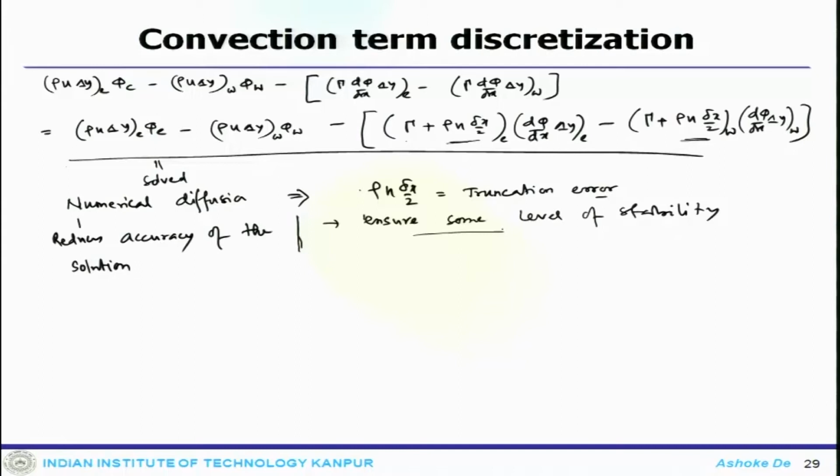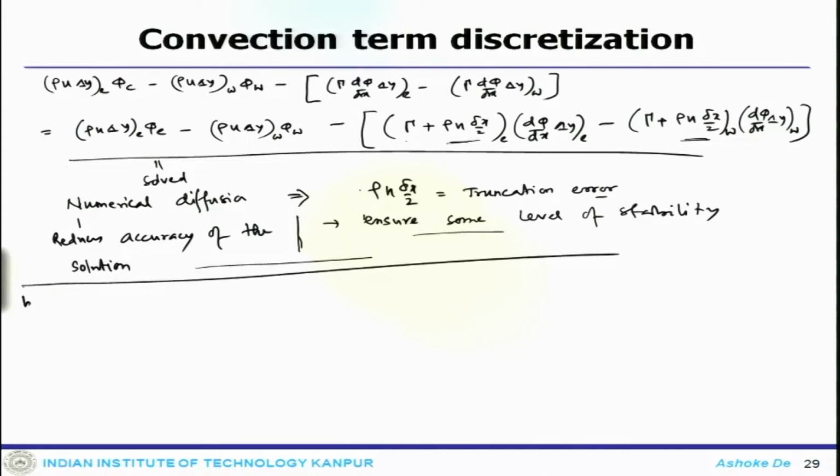Now, another important thing is that theoretically the contribution from the numerical diffusion term should be less, and that is exactly what happens when you move to higher order schemes and try to reduce the impact of this numerical diffusion.